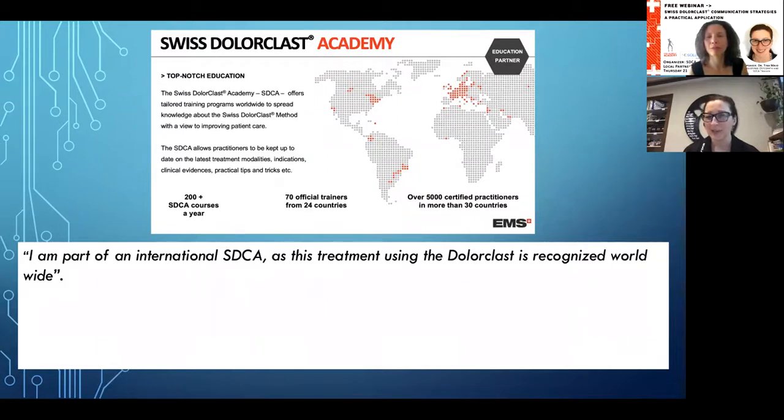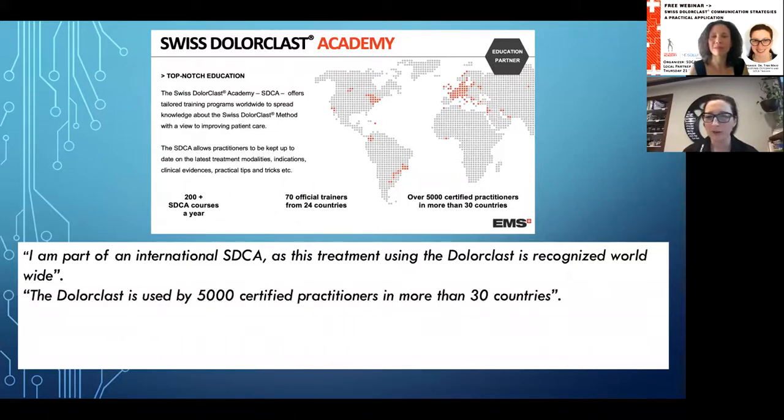This treatment using the DolorClast is recognised worldwide. Sometimes people say, oh, I haven't heard of it, and you can tell them it's used by 5,000 certified practitioners in more than 30 countries. So it's internationally recognised, which is really important.